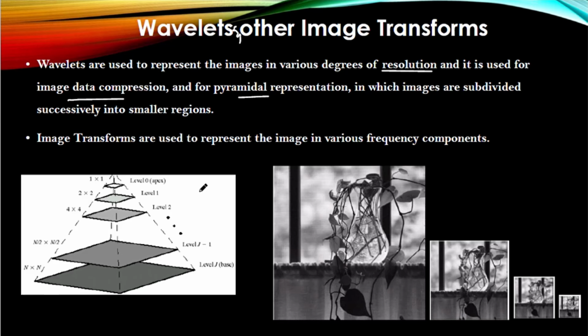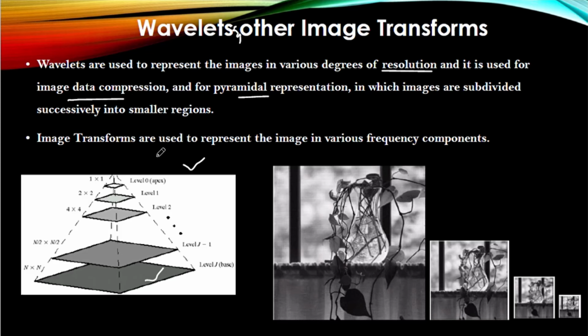See this? This is the pyramidal representation of an image. See the below one? The below one has high resolution. And when you're moving up, the resolution becomes less. See this example. The same image is represented in the form of different resolutions. This can be done only with the help of wavelets. We can go for compression also with the wavelets.